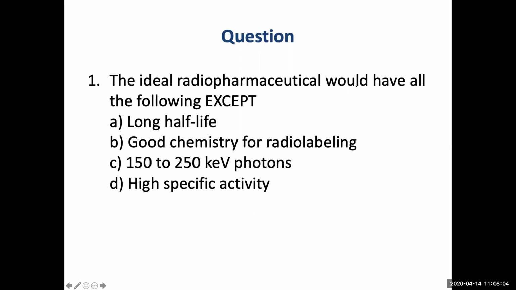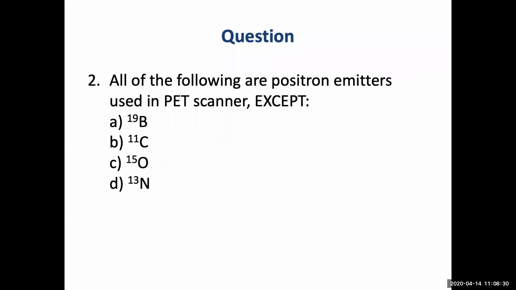The ideal radiopharmaceutical would have all the following except what? Long half-life, good chemistry, energy between 100 to 150, and high specific activity. Good. A is long half-life. We don't need a long half-life to remain in the body.